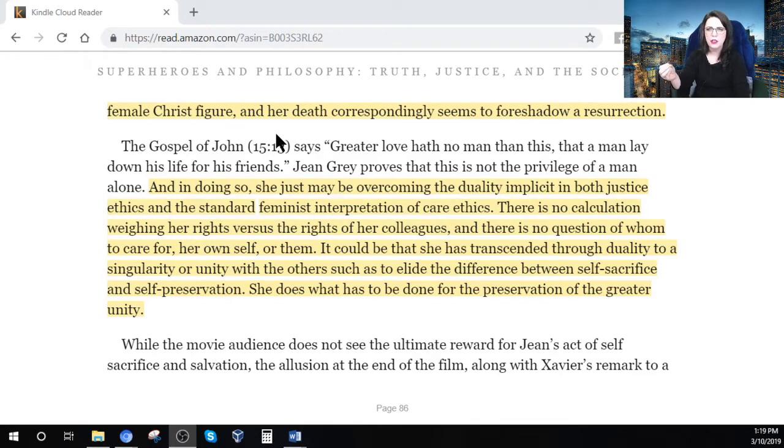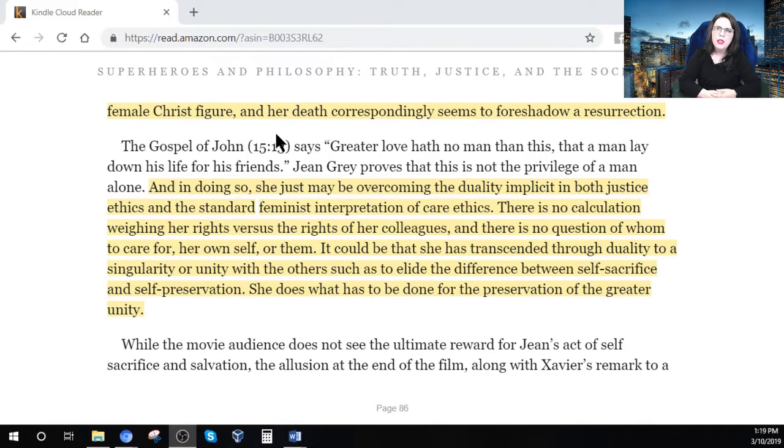In doing this, she becomes something like a Christ figure, and her death correspondingly seems to foreshadow a resurrection. So if I stop and I think about the theory that we've been talking about for the last 3 chapters within the textbook, we did talk about utilitarianism and the fact that you want to supply the most amount of happiness for the group.